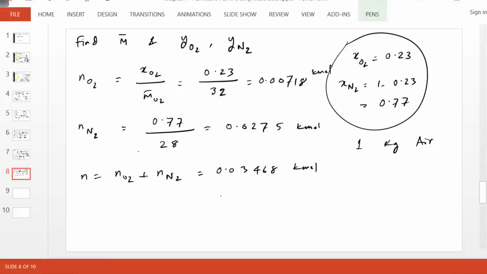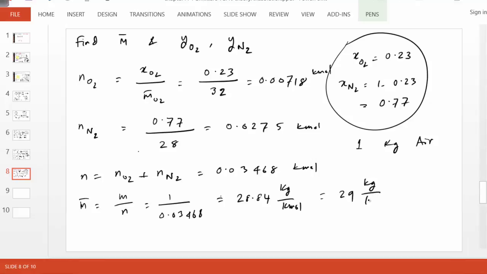So now that we know the kilomoles of nitrogen, oxygen, and the total kilomole, and the mass is of course 1 kg, the molar mass of air becomes m by n. Mass is 1, over 0.03468. That turns out to be about 28.84. And generally, this is approximated as 29 kg per kilomole for air.